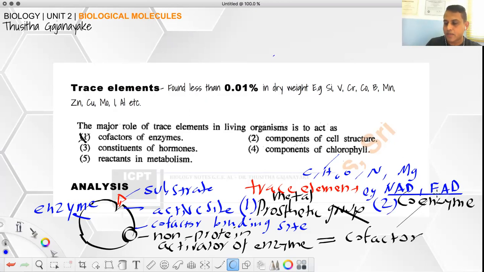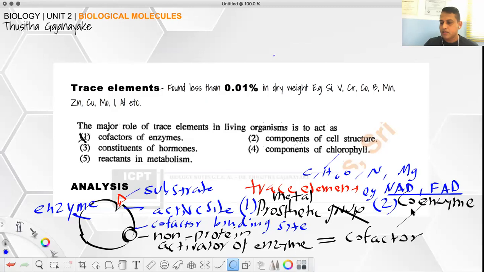Examples of coenzyme, NAD and FAD, they are molecules, and these molecules consist of sugars and some kind of phosphate groups like this. We will learn this NAD and FAD as coenzymes in respiration. Cellular respiration we are learning at the moment.